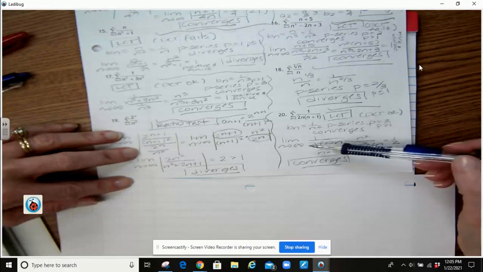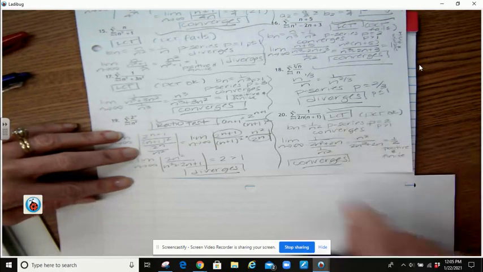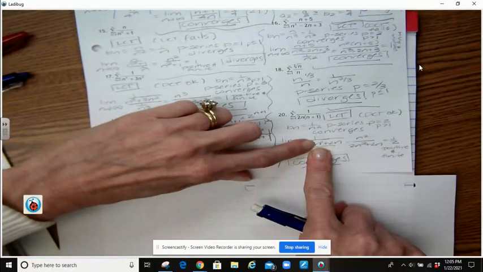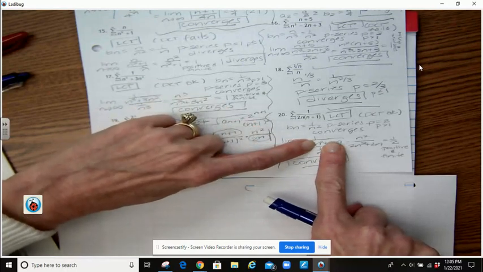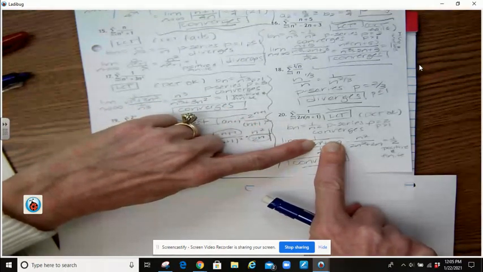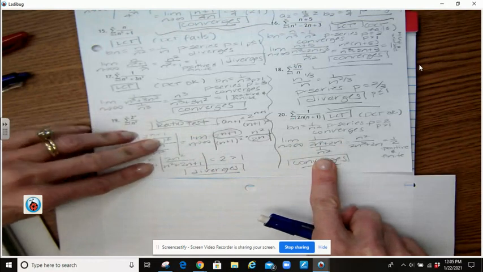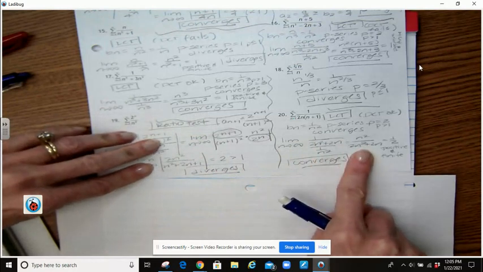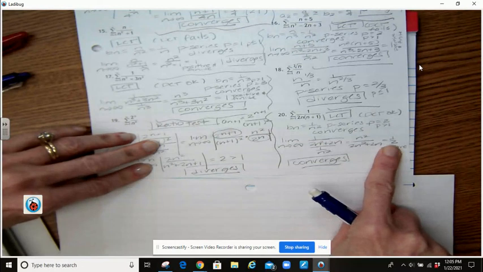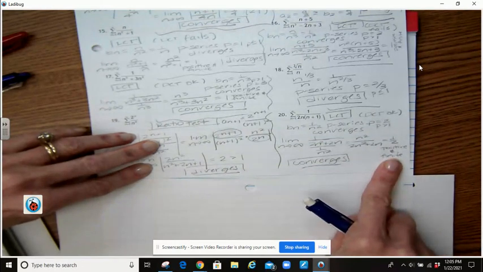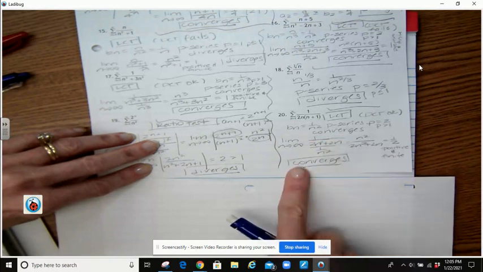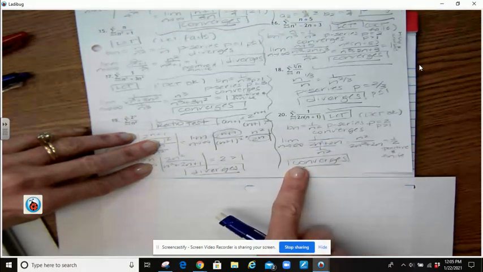So my limit comparison test is what I was given, where I covered up the 2 and the 2n, a lot like I did in 17 and in 16. And I compared it to 1 over n squared, which gives me this, and the limit there is 1/2. The condition is that the limit has to be positive and finite, which it is. So since my comparing series converged, I can say that the given series converged.